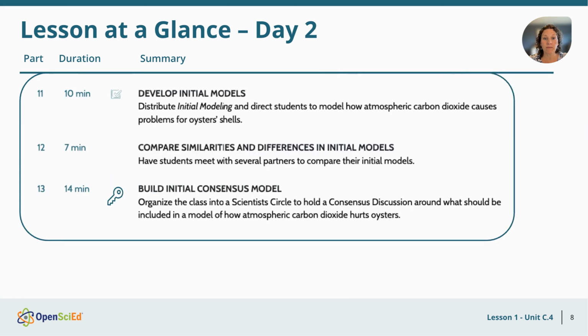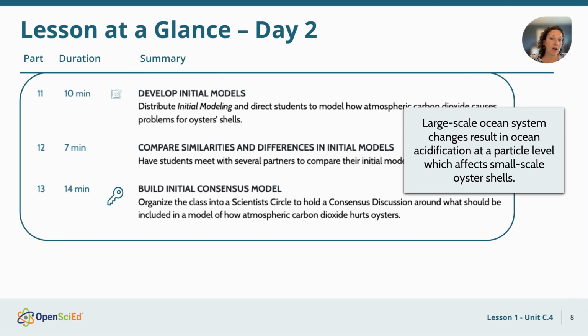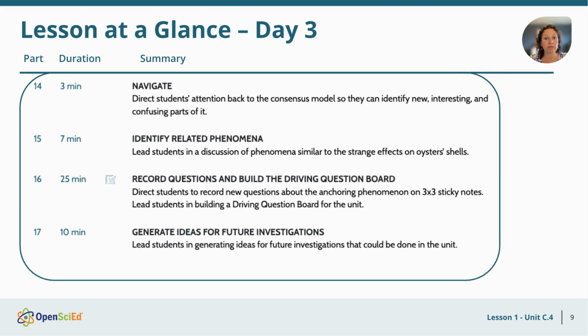In the third loop, as a continuation of the anchoring phenomena routine, students develop their own initial models about how they think the atmospheric carbon dioxide causes problems for the oyster shells. The whole class then works together to build a scientist circle to hold a consensus discussion and build their initial class consensus model. In our model, we'll show that large-scale ocean system changes result in ocean acidification at a particle level, which affects small-scale oyster shells.